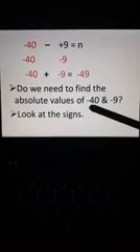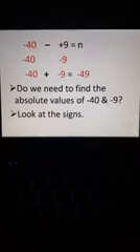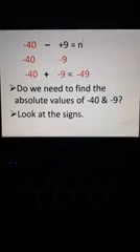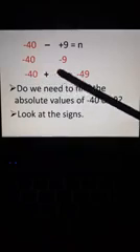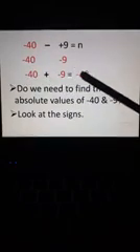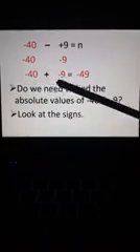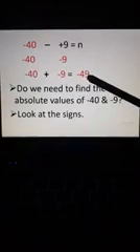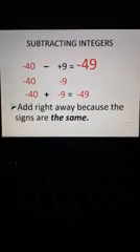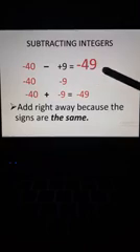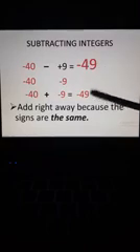Now, do we need to find the absolute values of negative 40 and negative 9? If you look at the signs carefully, they have the same sign, so we don't have to find their absolute values. Instead, we need to add them together. That's going to be negative 40 plus negative 9. The answer is negative 49. Notice that since both of the addends have a negative sign, the sum is also negative. Therefore, negative 40 minus positive 9 is equal to negative 49.